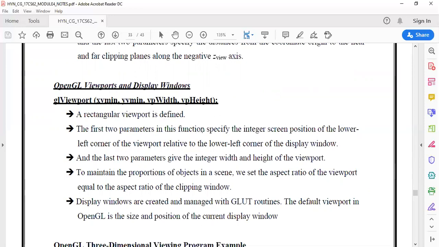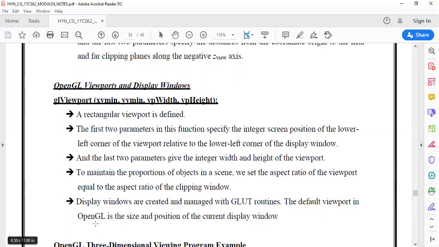The first two parameters in this function specify the integer screen coordinates of the lower left corner of the viewport, which are relative to the lower left corner of the display window. If I take my laptop as my viewport, this part is my xvmin and yvmin, whereas this part is my viewport width and viewport height. We set the aspect ratio of the viewport equal to the aspect ratio of the clipping window. The display windows are created and managed by using the GLUT routines.